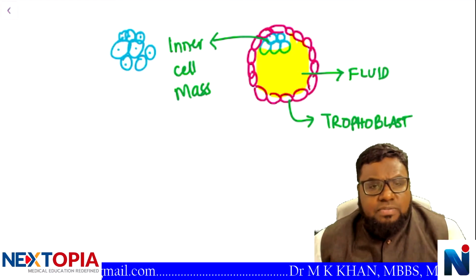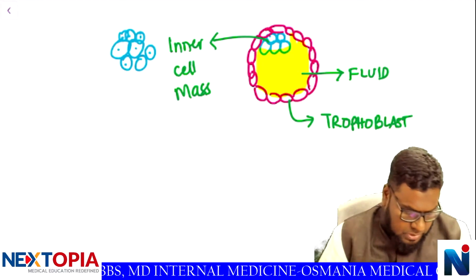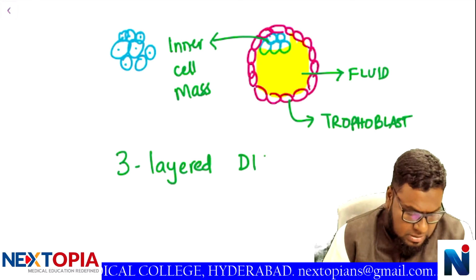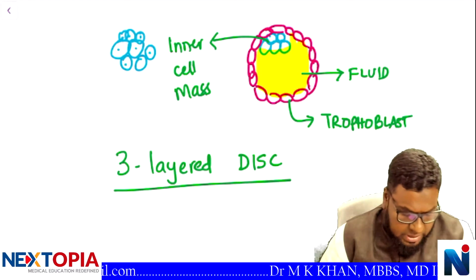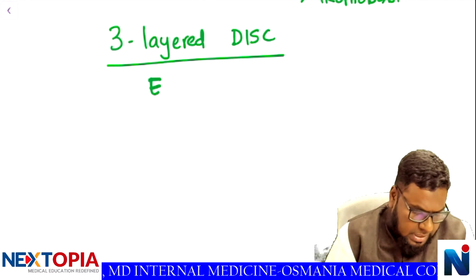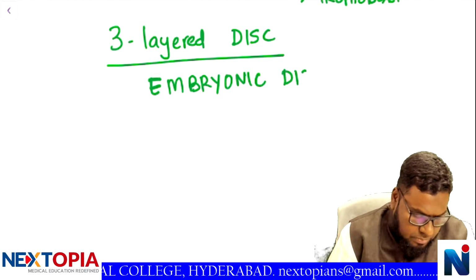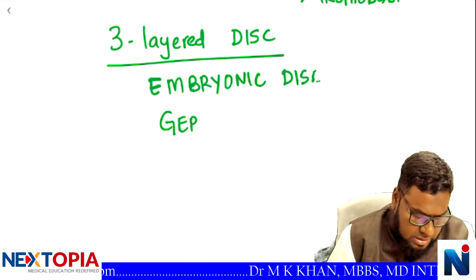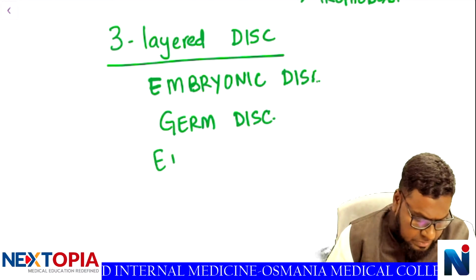Please remember, at a very early stage of development, the embryo forms a 3-layered disc. Sir, what is this 3-layered disc? This 3-layered disc, you are calling it as embryonic disc. Its other names are germ disc, or embryonic shield.